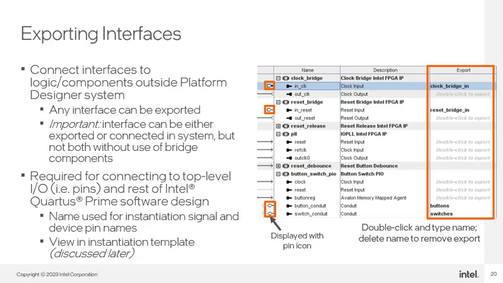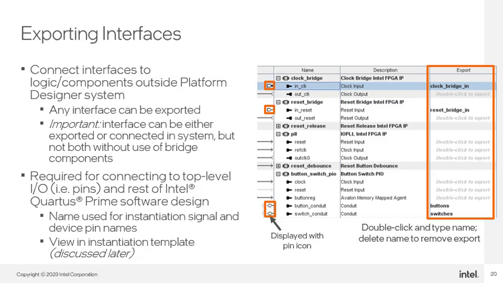In Platform Designer, any component interface can be exported out of the system. Exporting an interface brings the signals that make up that interface out to the top level of the Platform Designer system to be connected externally, either to connect to other parts of the Intel Quartus Prime project or directly to device I/O pins.